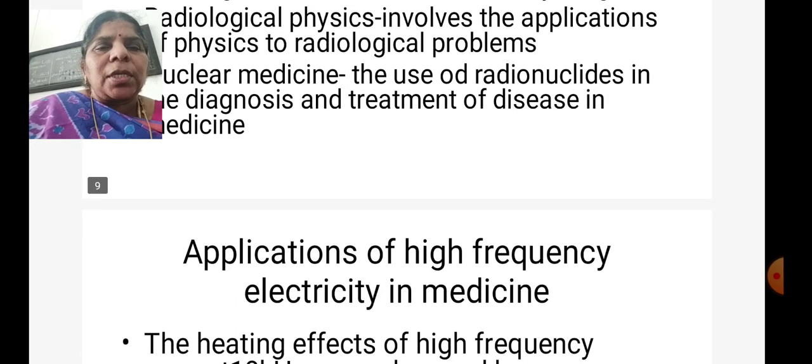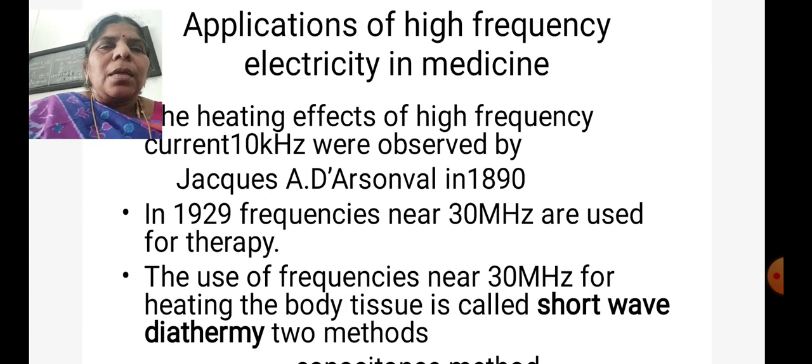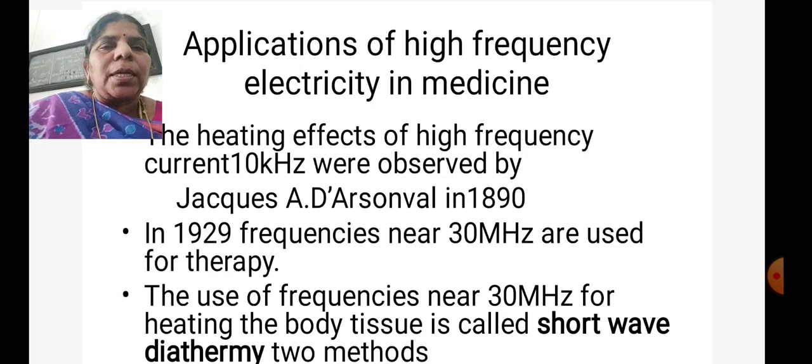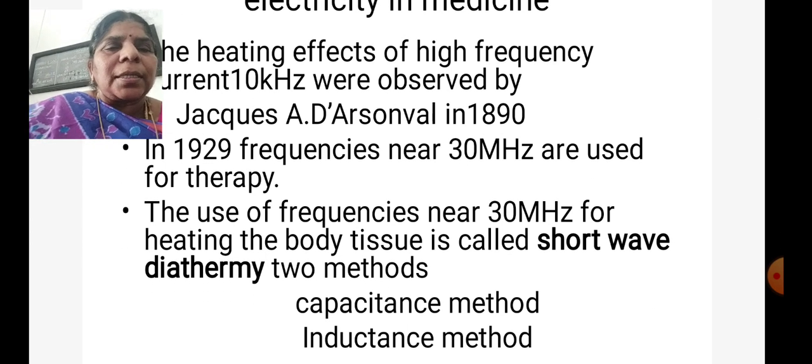So now we are going to see the applications of high frequency electricity in medicine. Okay? This was started in the year 1929. The heating effects of high frequency current of 10 kilohertz were observed by Jacques d'Arsonval. Later, in 1929, frequencies near 30 megahertz were used for therapy. Therapy means what? Treatment of disease. The use of frequencies near 30 megahertz for heating the body tissue is called what?